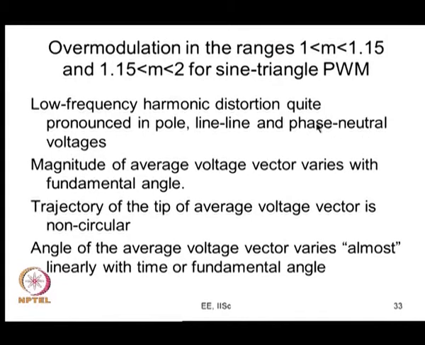And these phase to neutral voltages, those are 3 phase voltages, can be transformed into the space vector domain. And if you look at the magnitude of the average vector, that varies with the fundamental angle. The trajectory is not circular. If the magnitudes of the average voltage vector applied in various subcycles were equal, the trajectory of the tip of the vector would be circular. Now, it is non-circular. However, the angle of the average voltage vector varies almost linearly with time. There is not a very appreciable change. If there is some change, that could be ignored.